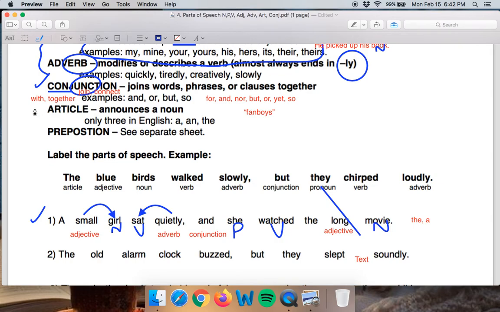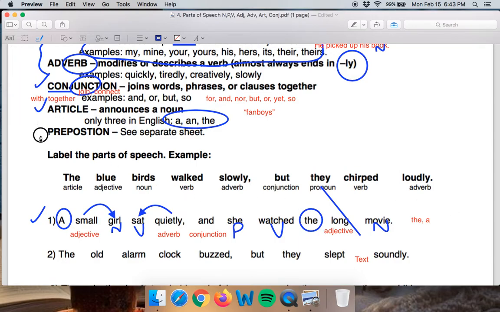And the next part of speech we want to think of is an article. Articles are really easy because there are only three in English. A, an, as in a with a vowel after it, and the. Those are all the articles in English. So right here we have an article, right? And here we have an article. So we have two articles in this sentence.